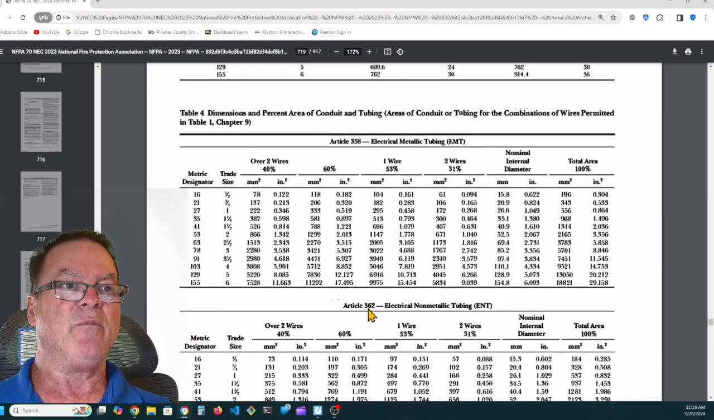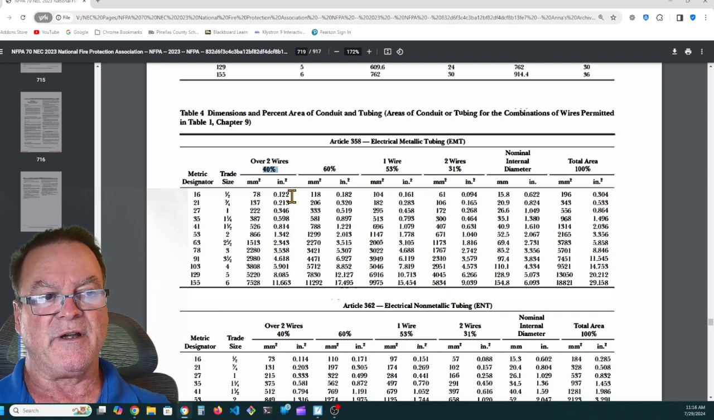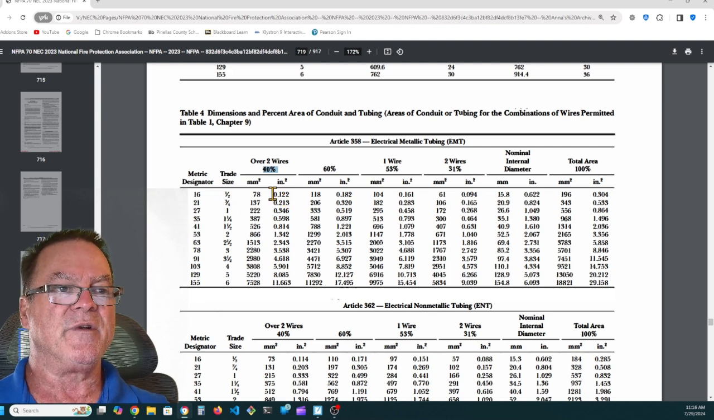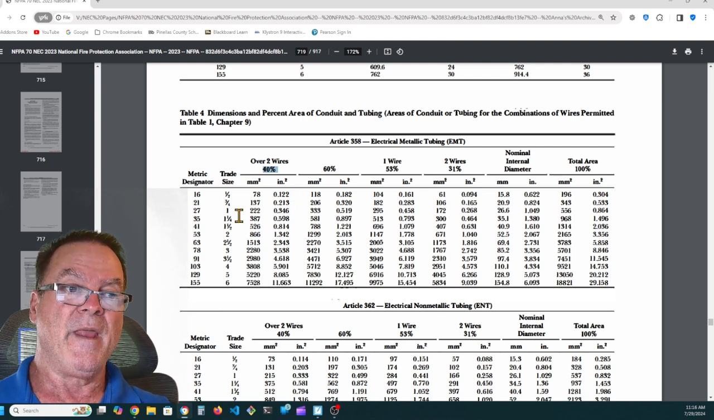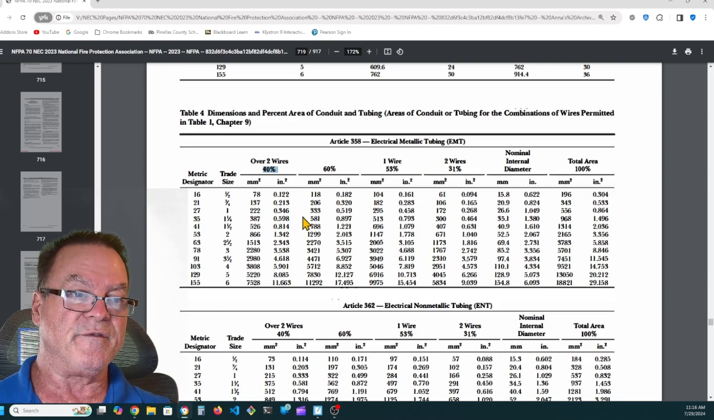So if we look at Table 4, dimensions and percent area of conduit and tubing, you'll see over two wires, 40%. This is the cross-sectional area of the conduit, 40% of the cross-sectional area in square inches or square millimeters. We're going to use square inches. So a half-inch conduit gives us 0.122 square inches for wire fill. 1 inch gives us 0.346 square inches for conduit fill.